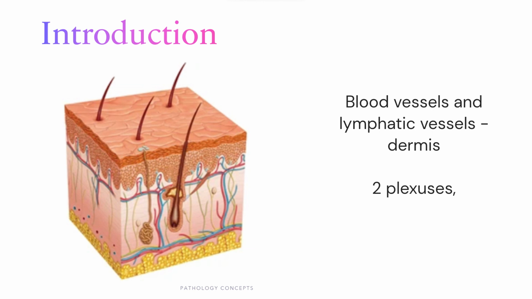Blood vessels and lymphatic vessels are found in the dermal layer of skin. The blood supply to skin is an arrangement of two plexuses. The first lies between the papillary and reticular layers of the dermis, and the second lies between the dermis and subcutaneous tissues.